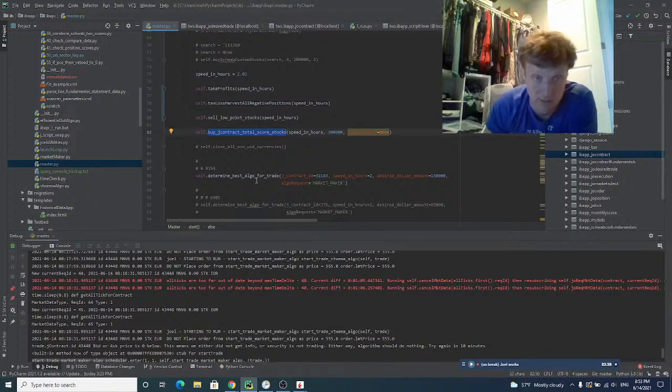And then if I want to invest in any specific stock, regardless of the general algorithms above that buy and sell stocks on their own, I can just select the best algo for trade, put in the ID of the stock I want to buy, the time period, the desired dollar amount, and if I have an algorithm I want to request, I can use that.